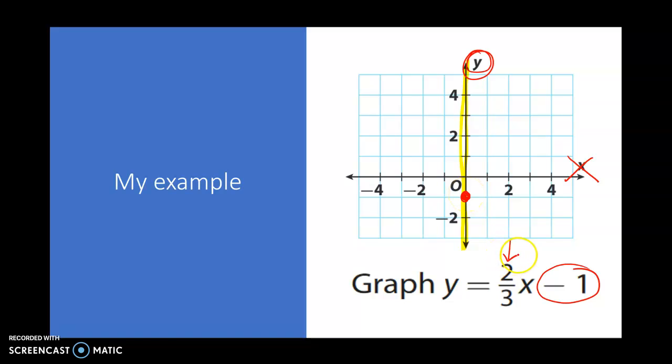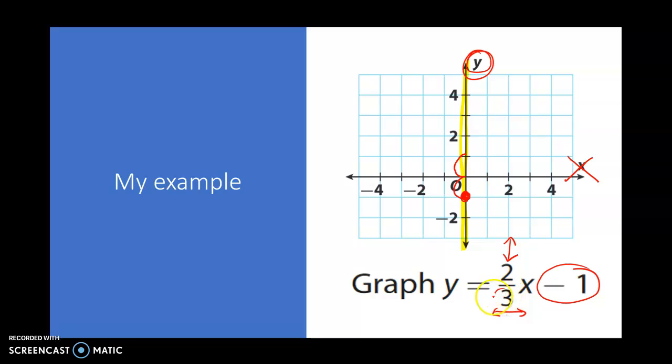Next, I'm going to look at my fraction. That top number is going to tell me to go up or down. Bottom number is going to tell me left or right. Since it's a +2, it's going to tell me to go up to the positive numbers. So I'm going to go up 1, 2 from my dot. See how I started from the dot? From the dot, I'm going to go up 1, 2.